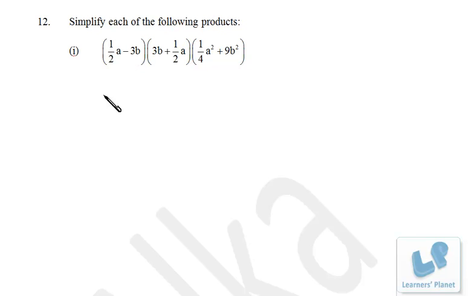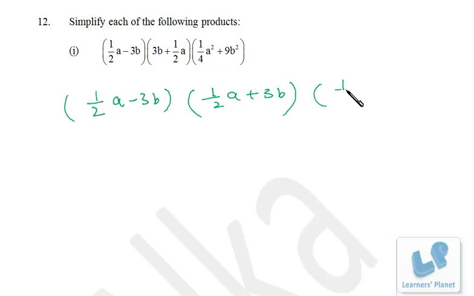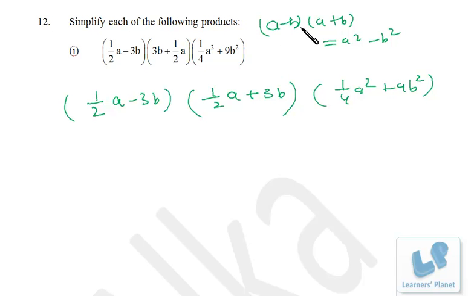So what you can do is rewrite this expression as ½a − 3b. Now addition is commutative, so this 3b + ½a you can write as ½a + 3b, and the remaining is the same. Now this is in the format (a − b)(a + b), or we can say (x − y)(x + y). So (a − b)(a + b) is a² − b², that means the square of the first term minus the square of the second term.